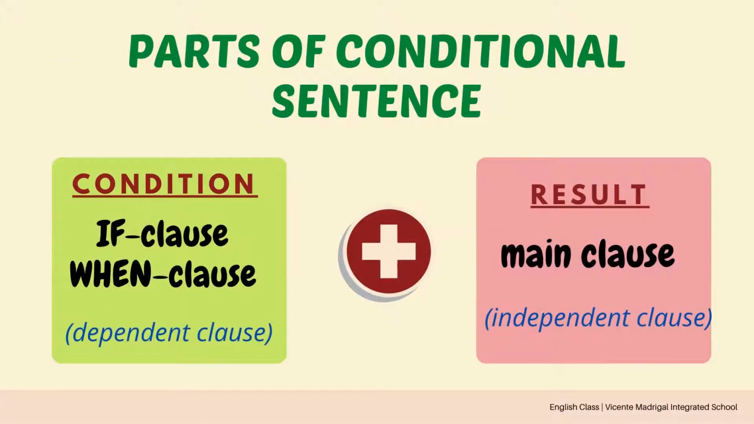This type of sentence is divided into two parts. The first part is the condition. It is presented with the if or when clause. A condition is usually introduced with the words if or when. These are subordinate conjunctions that makes it a dependent clause. The second part is the result, presented by the main clause, so it is an independent clause.